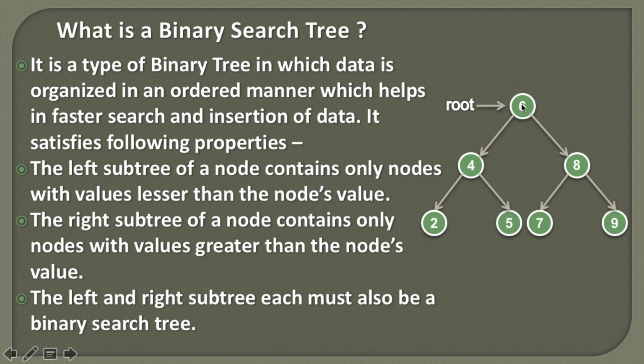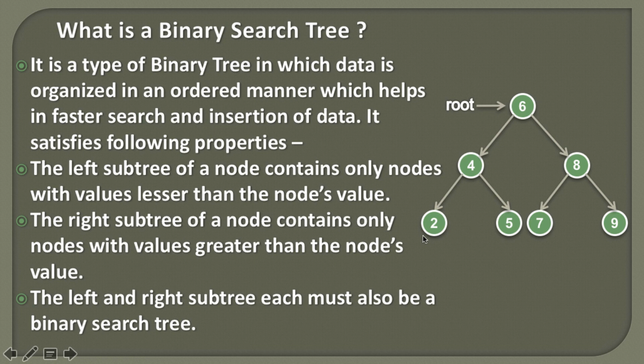Here we saw that node 6 follows these two properties: all the values to its left are lesser than the node's value and all the values to its right are greater than the node's value. In a binary search tree, these two properties should be true for each and every node of the tree. For example, if we take a node having value 4, to its left there is only one node and its value is 2, which is less than 4. And to its right there is only one node whose value is 5, which is greater than 4. So 4 also satisfies these two properties.